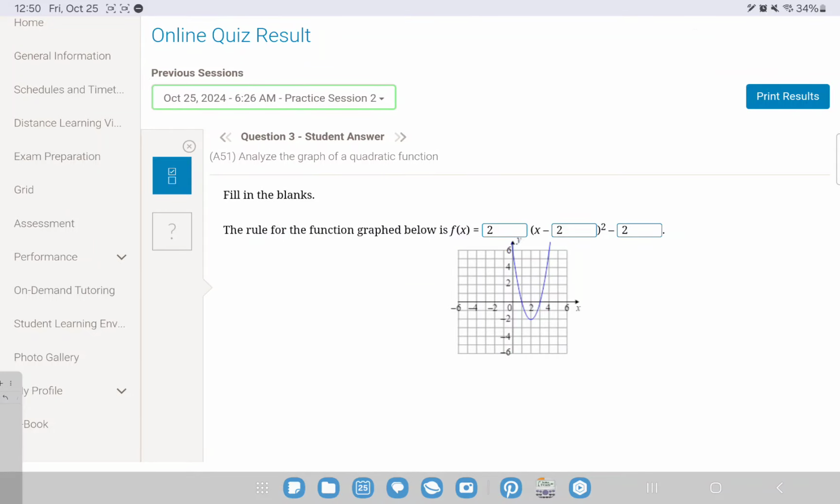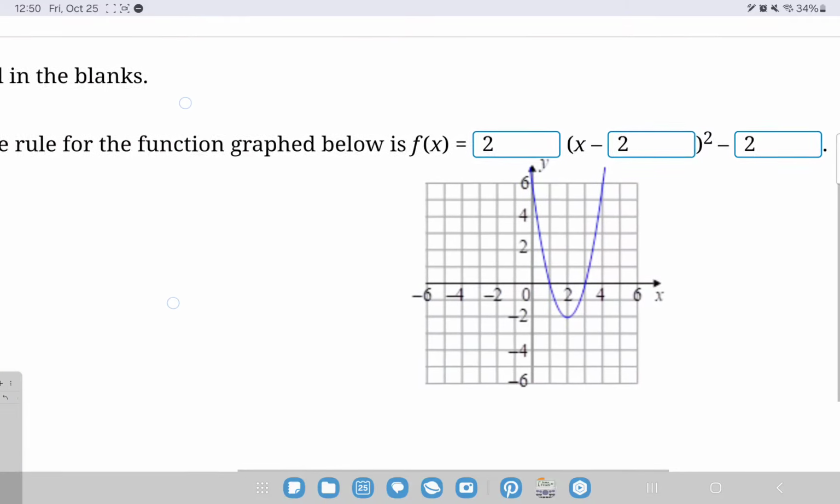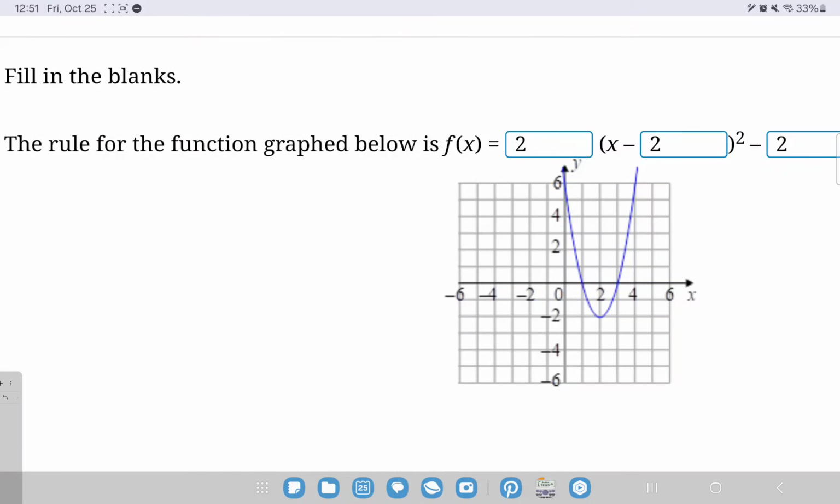Okay. These types of questions are like a game. So the rule for the function given, what we have to do here is analyze the graph. What did we say about the vertex? The vertex is any value that makes this 0 as your x and this as your y. So let's see. Where's the x? It's at 2. Here. This is your axis of symmetry.